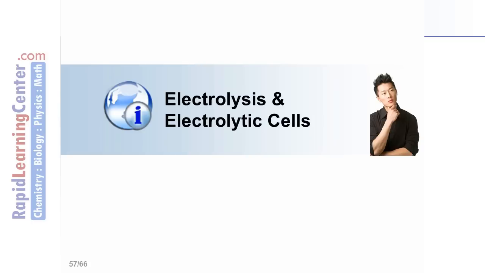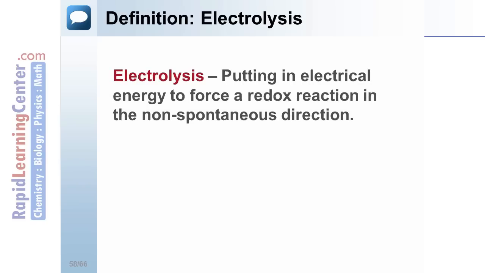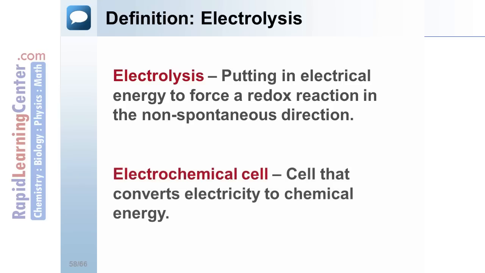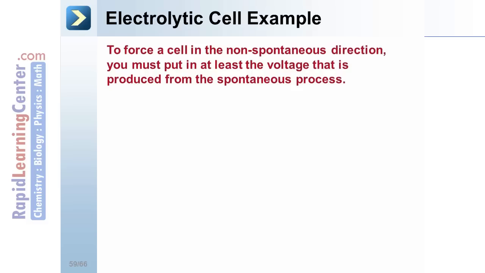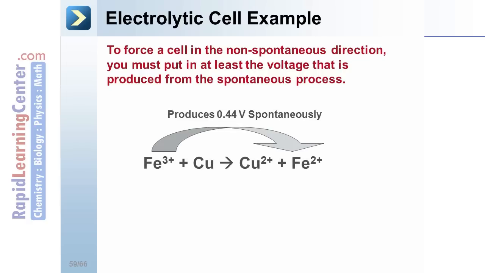What is electrolysis? Electrolysis is the opposite process, using electricity to force a chemical reaction in the non-spontaneous direction. An electrochemical cell is a cell that converts electricity to chemical energy. If the spontaneous process produces 0.44 volts, then you have to put in at least 0.44 volts to get the reaction to proceed in the opposite direction.